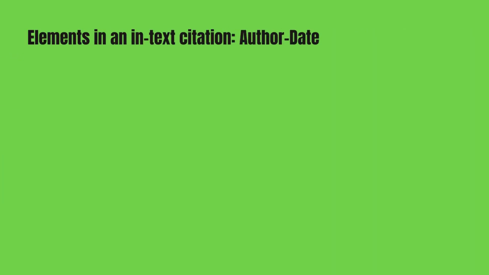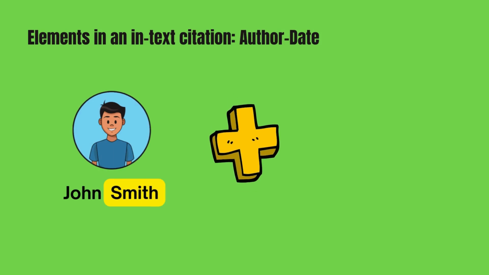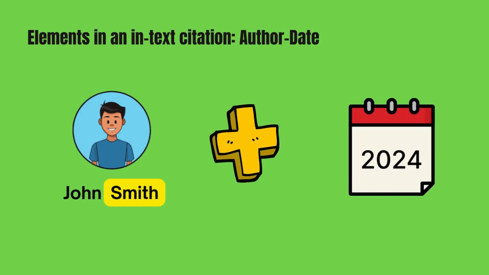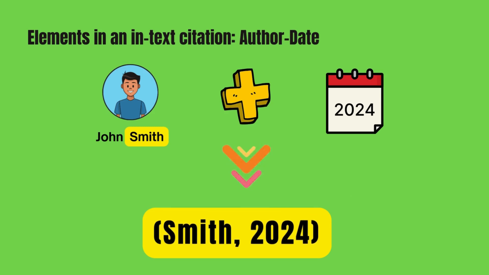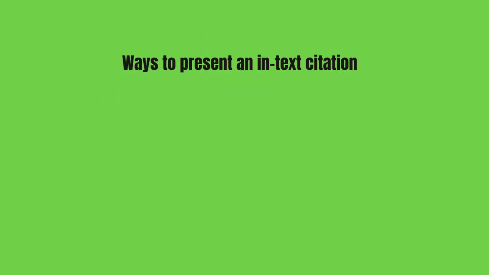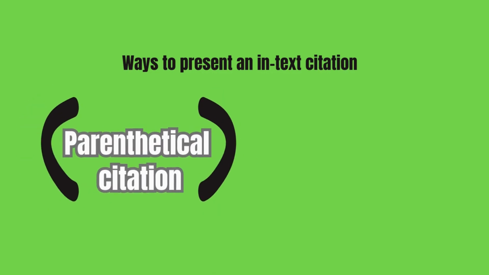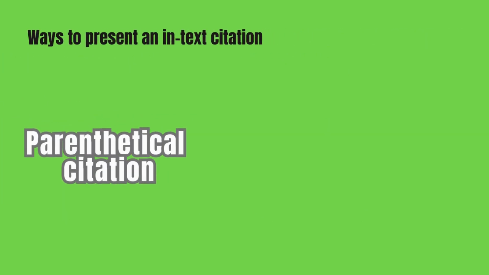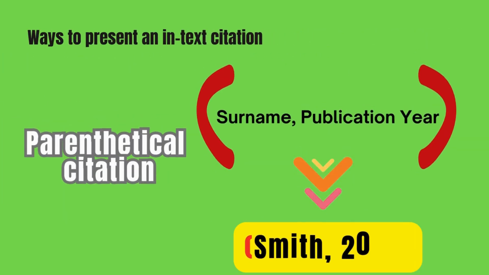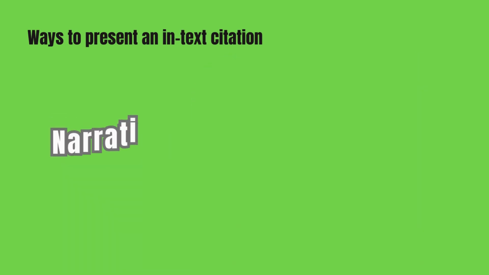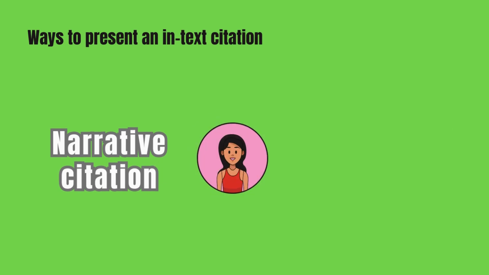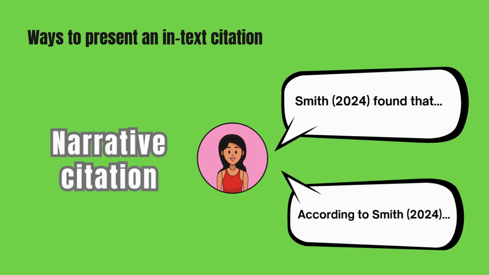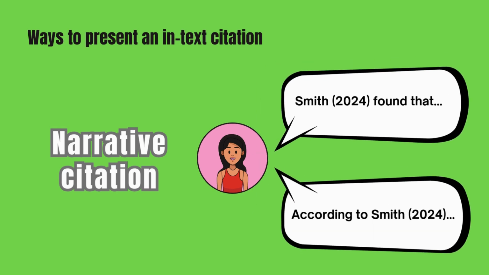For example, if the author's name is John Smith and the publication year is 2024, the in-text citation would be Smith 2024. There are two main ways to present an in-text citation, namely parenthetical and narrative citations. In a parenthetical citation, you enclose the author's surname and publication year in parentheses, like this. In a narrative citation, you incorporate the author's name into the sentence, and then include the publication year in parentheses.